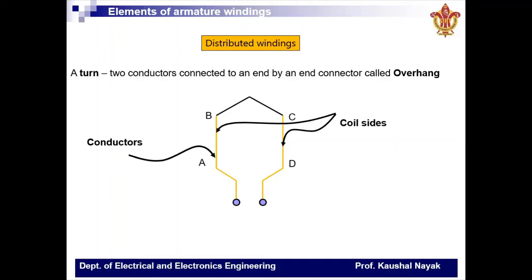The length AB or the length CD in this turn are conductors of a single turn coil.